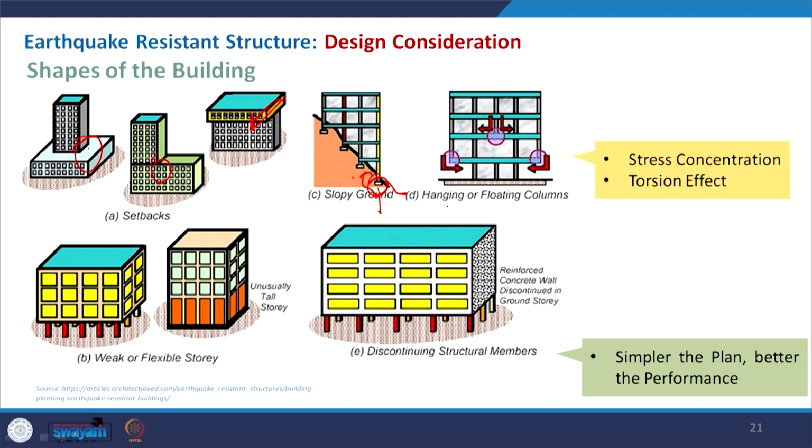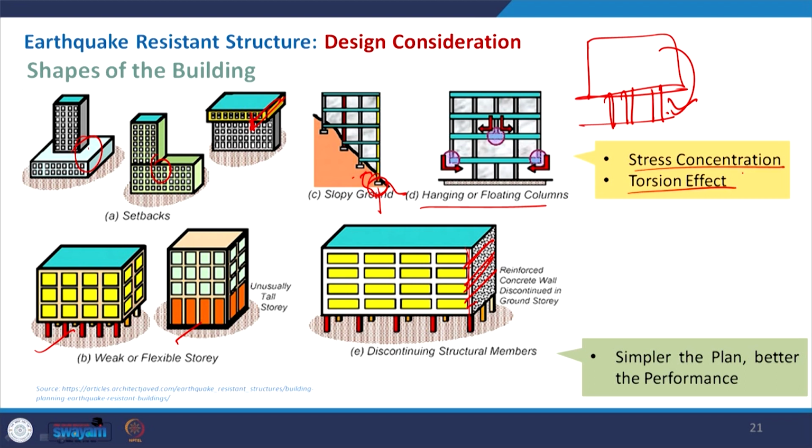If we want to make something hanging or a floating column, where you have a heavy structure and at the bottom you have very minimal structure, they will also be very vulnerable. Then again the soft story and weak story we have already explained, and then the discontinuing structural members, where the beams and columns are being stopped and not really anchored in different sites, that may also create the problem. The stress concentration and torsion effect are the responsible factors for them. The simpler the plan, the better the performance during the earthquake, that we have to acknowledge.